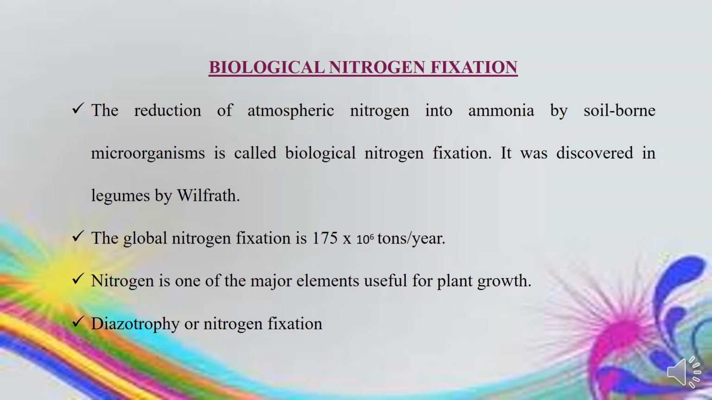The global nitrogen fixation is 175 × 10^6 tons per year. Nitrogen is one of the major elements useful for plant growth. Our atmosphere contains about 80% gaseous nitrogen, but green plants are unable to use it directly from the atmosphere. Some soil bacteria and blue-green algae are capable of reducing the atmospheric nitrogen into ammonia in their cells. The process of nitrogen reduction is called diazotrophy or nitrogen fixation.